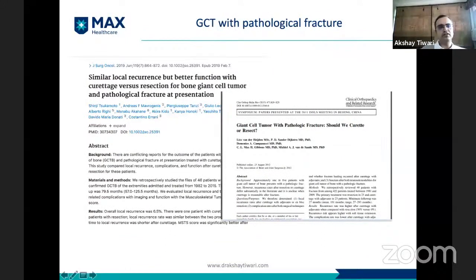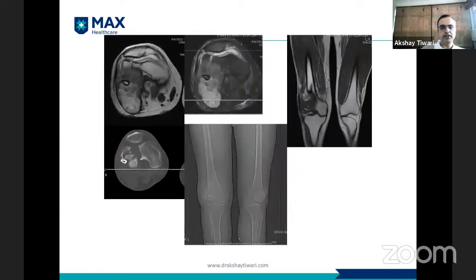What about pathological fractures? Of course, pathological fractures are again a relative contraindication and have conventionally been kept as something that should not be treated with curettage. But again, we have some body of literature pointing towards curettage being possible and having acceptable results as compared to resection, particularly in the younger patients.